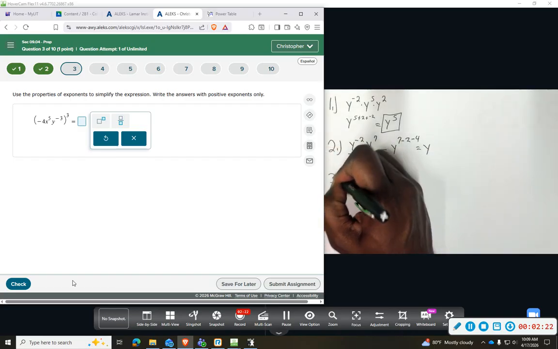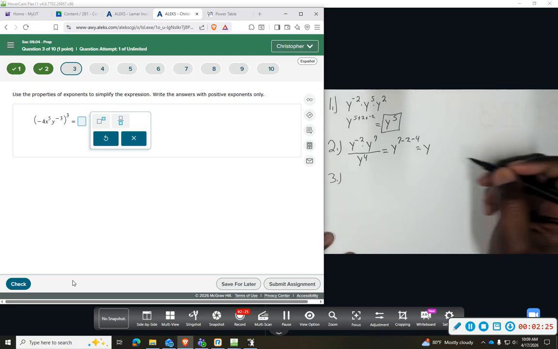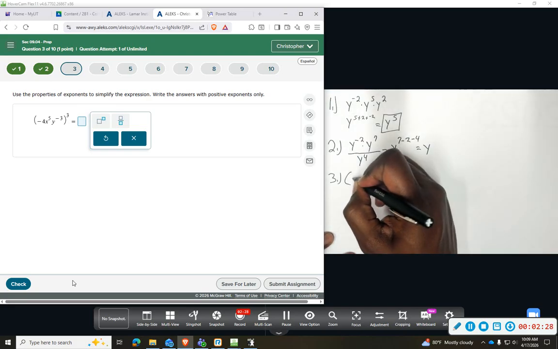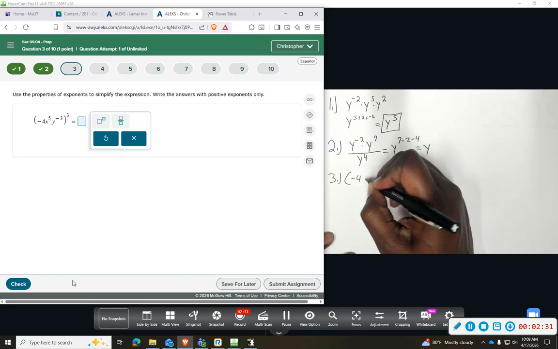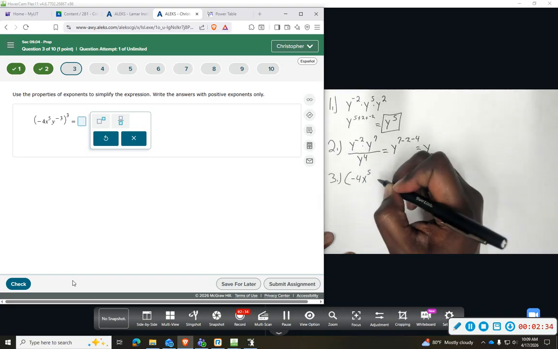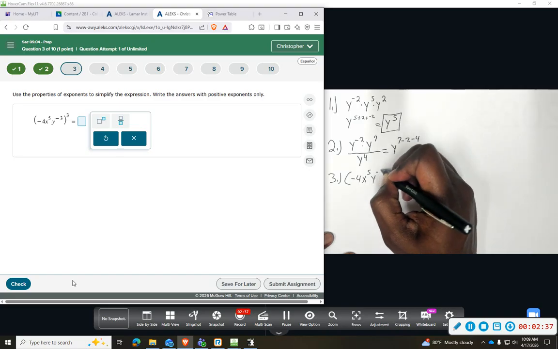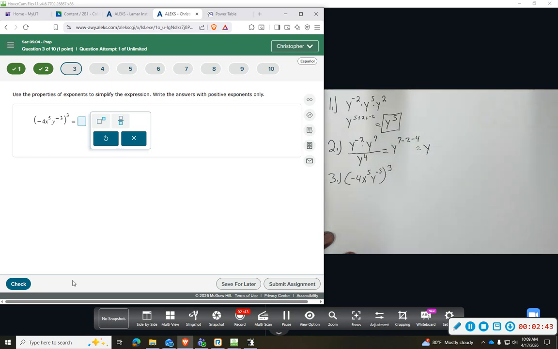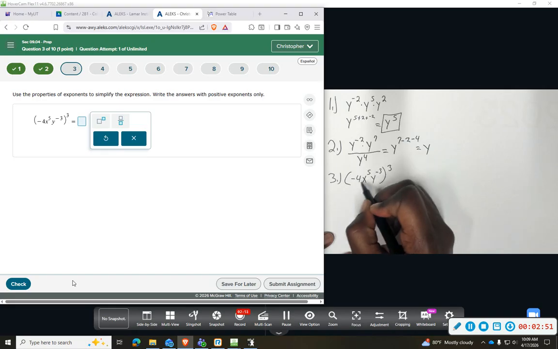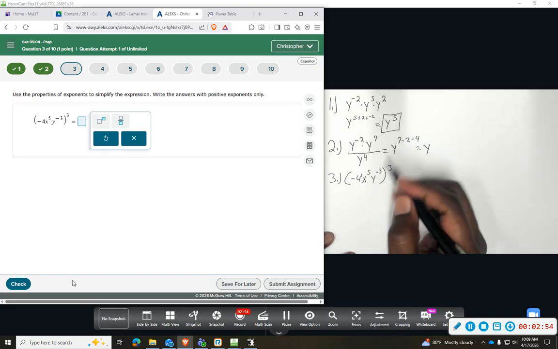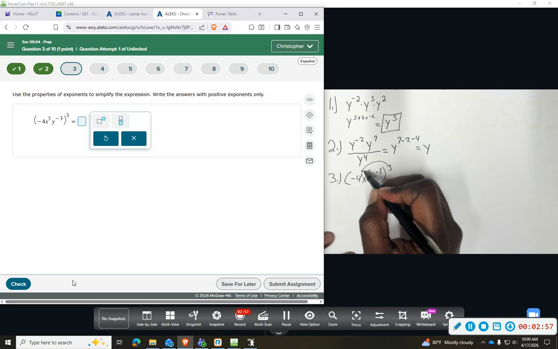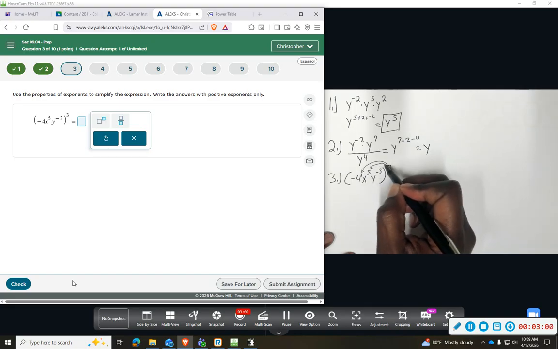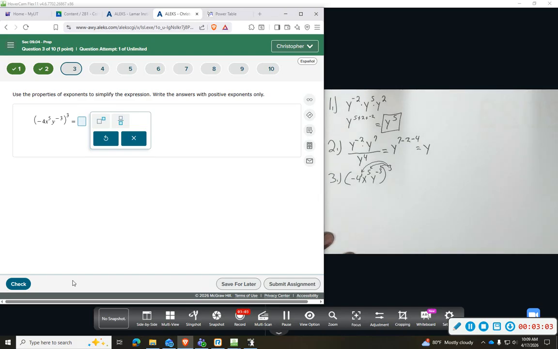Number 3, we have negative 4 times x to the fifth, and then times y to the negative third, and then this is all raised to the third power. Well, when you have exponents and you're raising it to a power, we're going to use the distributive property. Now the 4 is also included, and it has an understood exponent of 1. This 3 is going to get multiplied times each exponent, and then we'll write them all as positive.